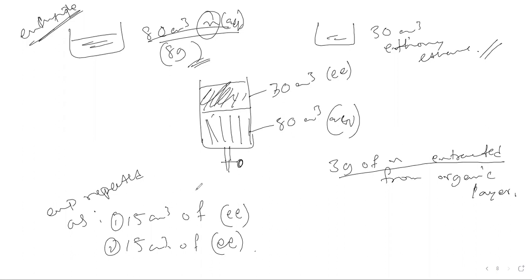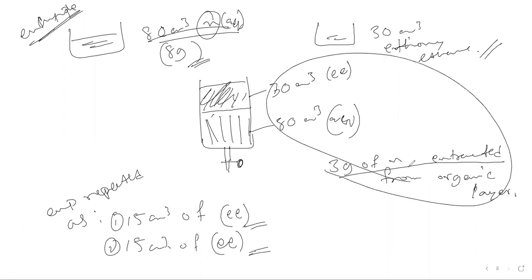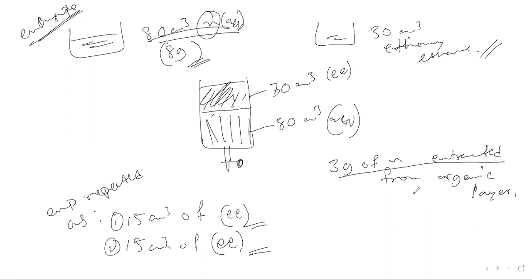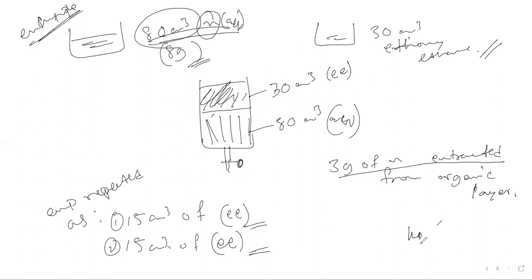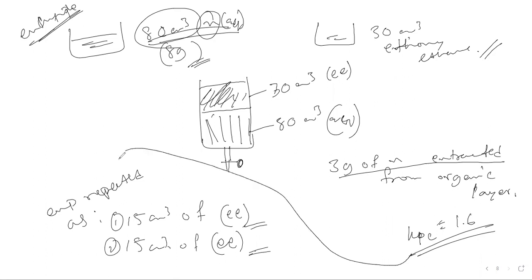Now the experiment was repeated with 15 cm cube of each layer. Previously we divided in equal portions, and here we are also dividing in equal portions. From the first part, we need to find the value of KPC. KPC can be found simply by calculating the concentration in the aqueous part and in the ethoxyethane part. Using the simple concentration formula, the KPC value is going to be 1.6. Now using this KPC value, we do the repeated experiment part, where we need to find the extracted organic substance from the organic solvent.